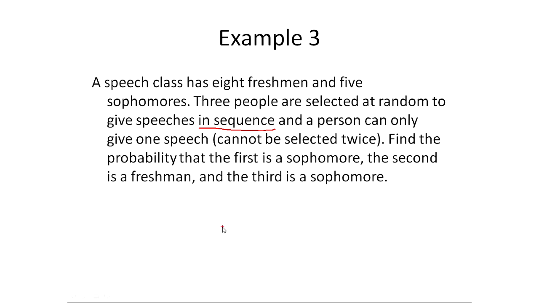So again, we're trying to find the probability: first is a sophomore, second freshman, and the third is a sophomore. All right, so the question is, how many ways can I approach this from the sample space perspective, and what about the small picture? So sample space is the big picture. Overall, how many ways can you pick 3 people from this group to give a speech in sequence? So remember, permutations don't allow for repeats anyway, so we know this is in sequence, we know order matters, and so we're going to use a permutation here.